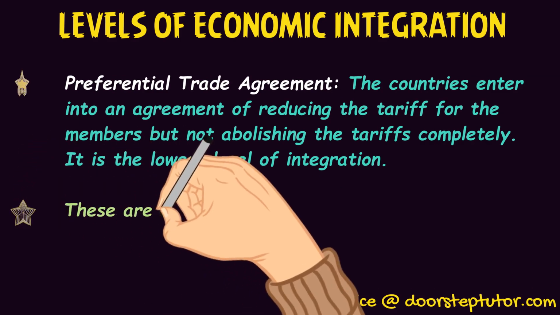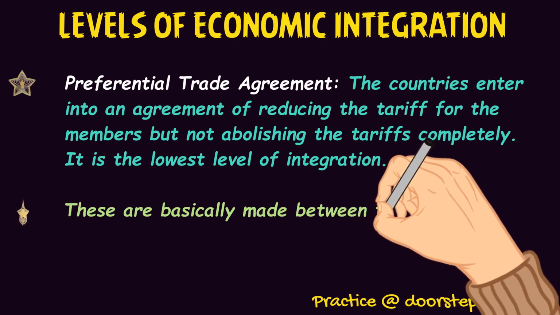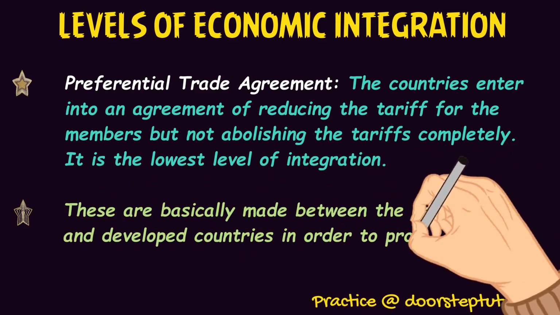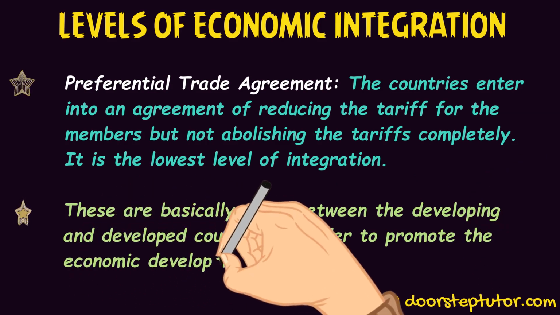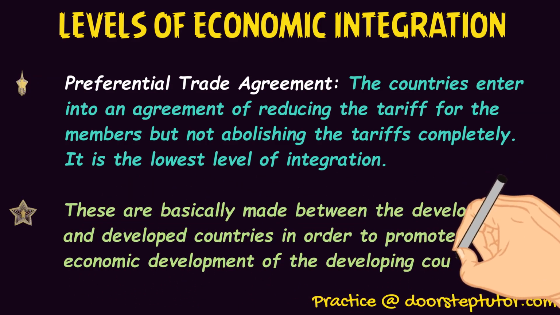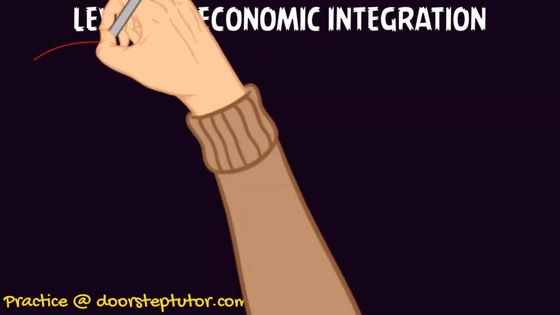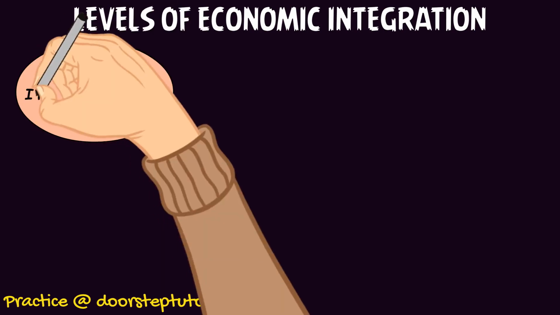So these are basically made between the developing and developed countries in order to promote the economic development of the country. See, because developed and developing countries are at two different levels, so it is important that the trade barriers are not completely removed, but they are certainly reduced. Okay, example India and Mercosur.